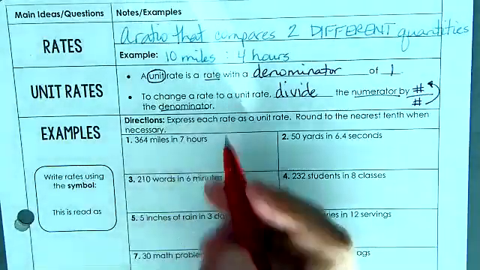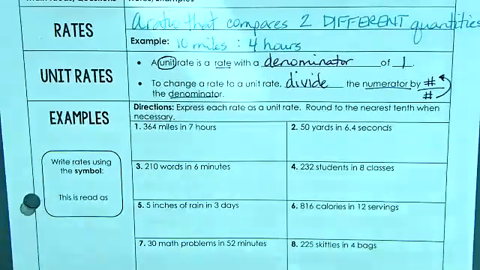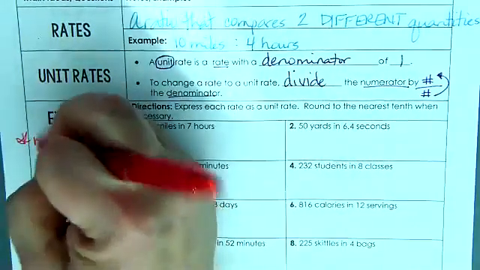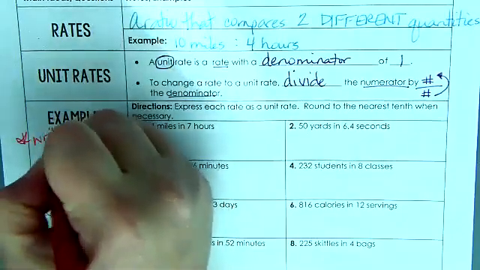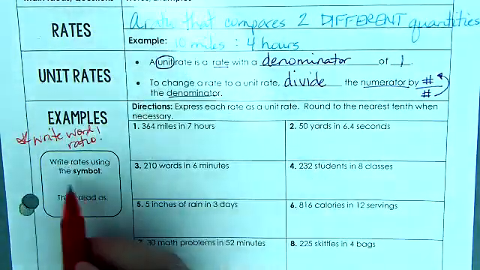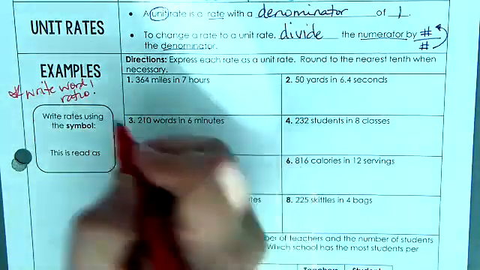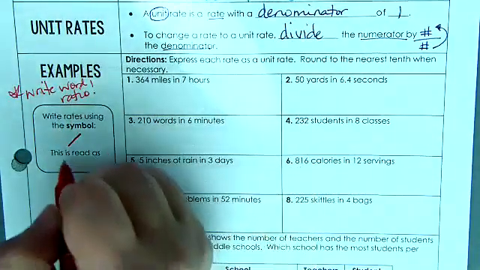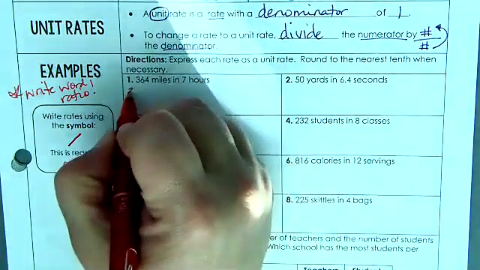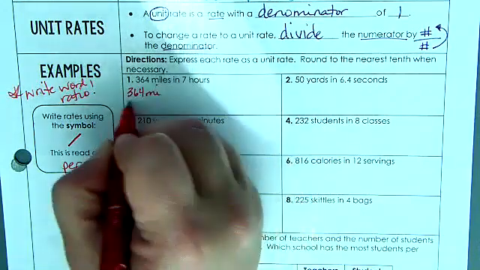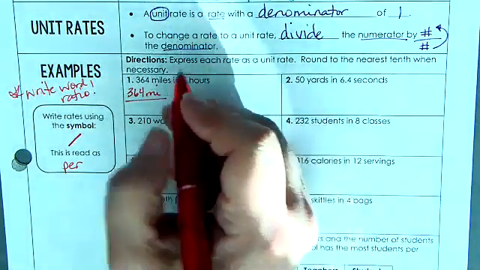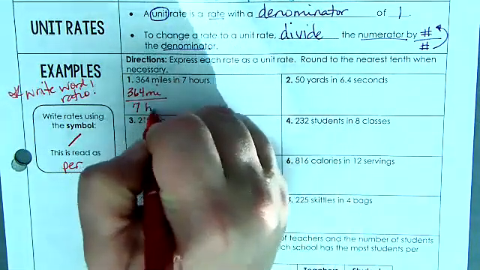Number 1, so we have 364. Again, your word ratio, guys. Right, I can't spell. Word ratio. And then over here, write rates using the symbol, it's the backslash. This is read as per. All right, so here we go. When we're looking at this, we're going to write 364 miles, and your word ratio can be where you do the numbers and the words together if you want. 364 miles to 7 hours.